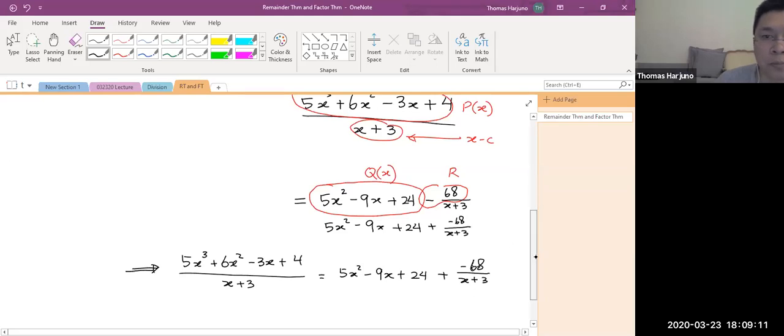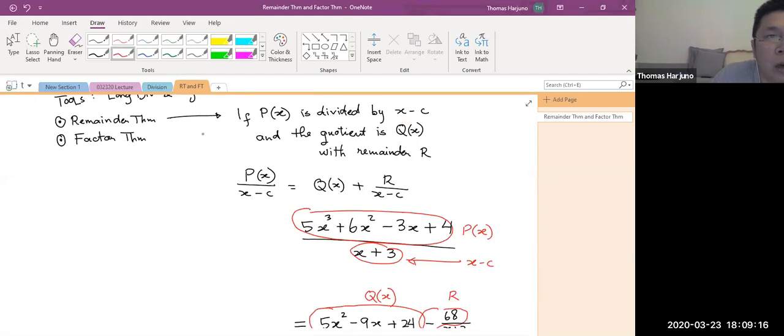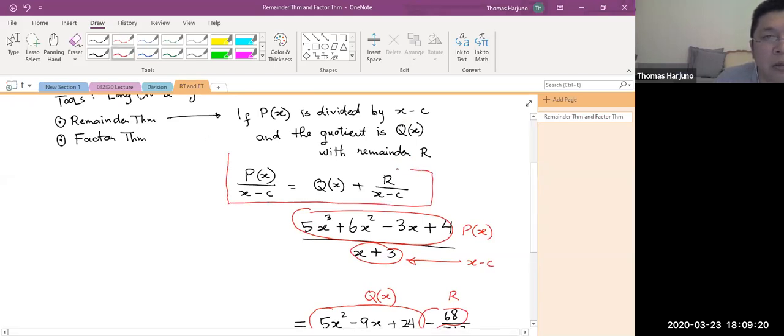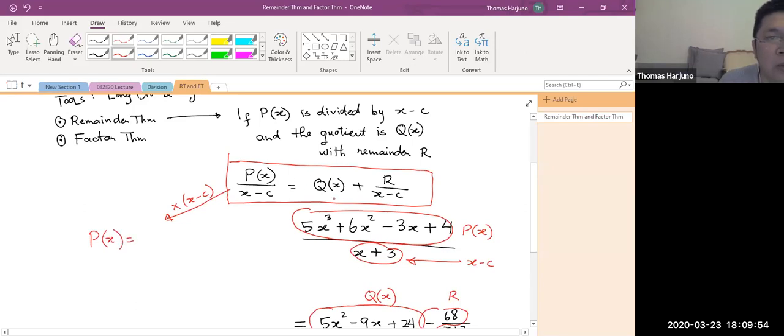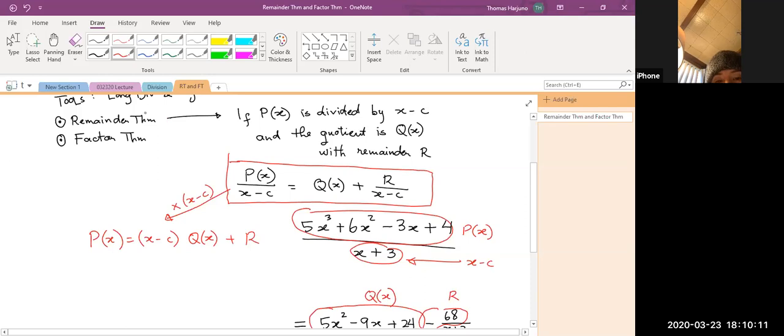Now, let's go back. Imagine if I take this expression here and multiply each term by x minus c, the LCD. Now what happened on the left hand side? If you multiply this by x minus c, that would be P of x. Now what happened with this term here? When you multiply by x minus c, it will be x minus c times q(x). And the last term, if I multiply by x minus c, r, that will be just r.